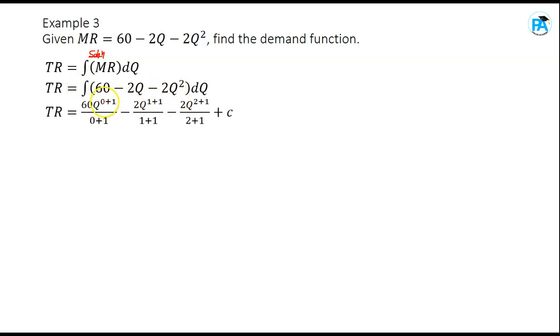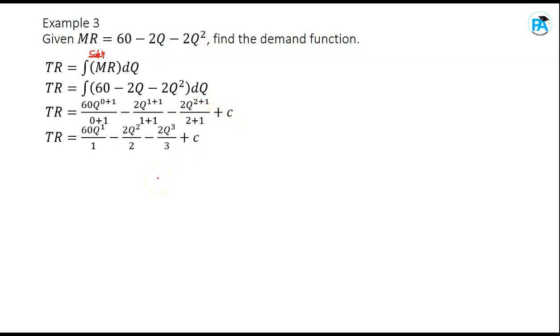So that will give us, I hope you remember this, 60Q exponent 0 plus 1, because 60 is the same as 60Q exponent 0. So we add 1 to the exponent and divide it by the new exponent, which is 0 plus 1. Minus 2Q exponent 1, then you add 1 to the exponent and divide it by the new exponent, which is 1 plus 1, isn't it? Then minus 2Q exponent 2, then you add 1 to the exponent, then you divide it by the new exponent, which is 2 plus 1, isn't it? Plus C. I hope you are following.